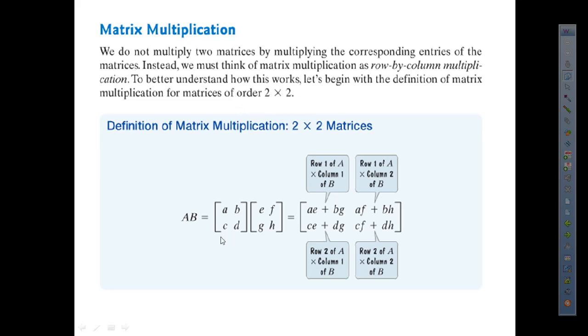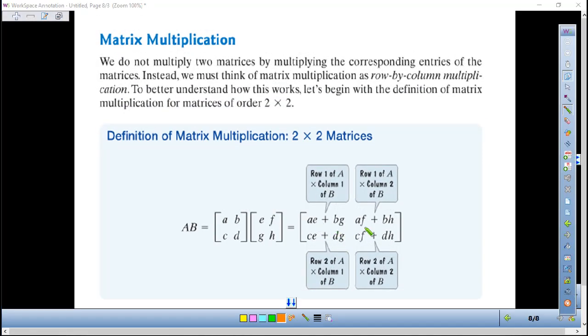So if we are multiplying A times B, and here is matrix A and here is matrix B, here's what we're doing. This is where this stuff over here comes from. We go with row 1 times column 1. And we're going to do A times E plus B times G. And that whole thing right there is my element 1, 1. Now the reason I know it's element 1, 1 is because it comes from the first row, first column.